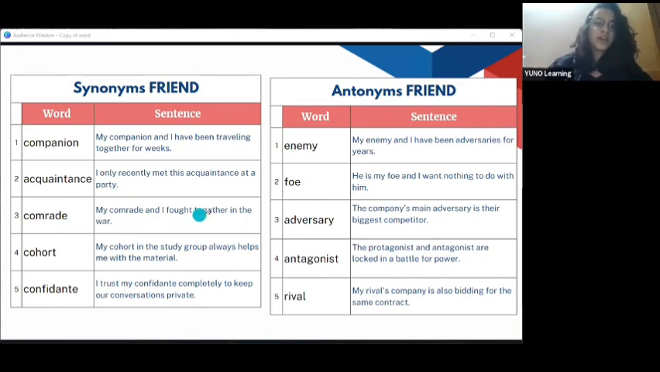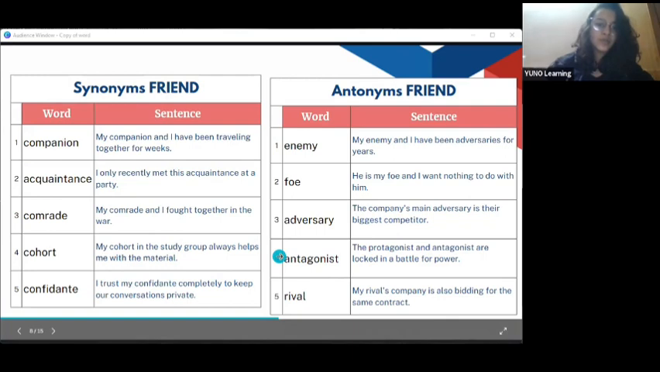Comrade. My comrade and I fought together in a war. So when you say this word, you mean someone who is basically a partner with you, and is especially used for people who are in the army or like fighters. Cohort. My cohort in the study group always helps me with the material.